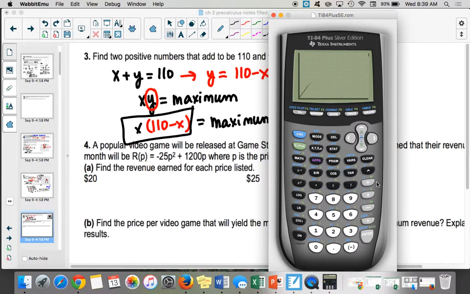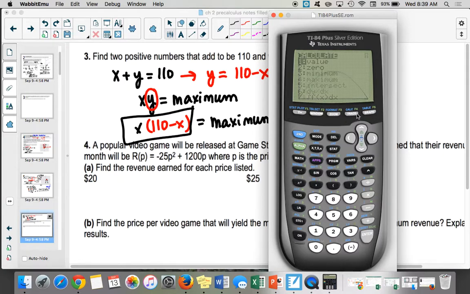So when we hit graph, now we can see that downwards parabola. Does that make sense? So this is a calculator skill. You have to get better about thinking about what your window should be. Okay, so say, okay, x is a number. I'm adding it with another number to be up to 110. So the most x can be is 110. Right, okay, so now we're going to find that maximum.